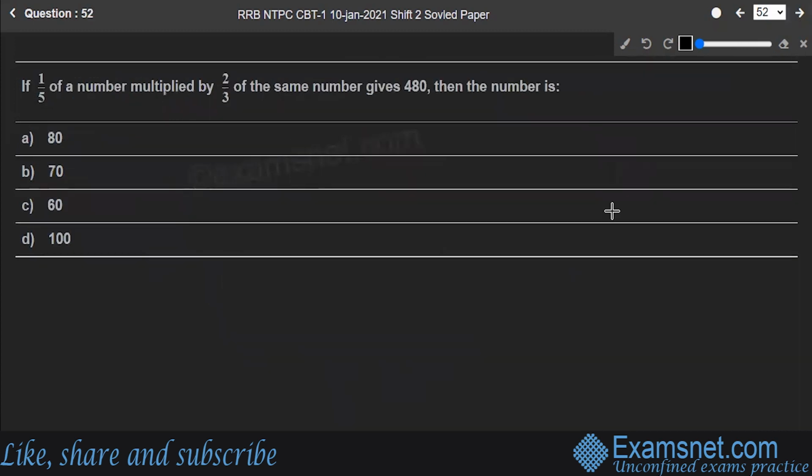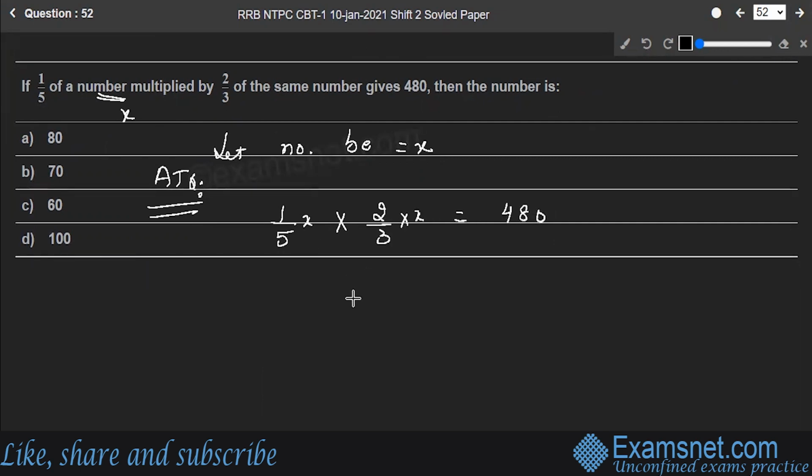Hope you understood this. Next is question number 52. If 1 by 5 of a number multiplied by 2 by 3 of the same number gives 480, then the number is. Simple as that. First of all, let the number be x. So according to the question, 1 by 5 of x multiplied by 2 by 3 of x gives you 480. This gives you 2 by 15 of x square is equal to 480.